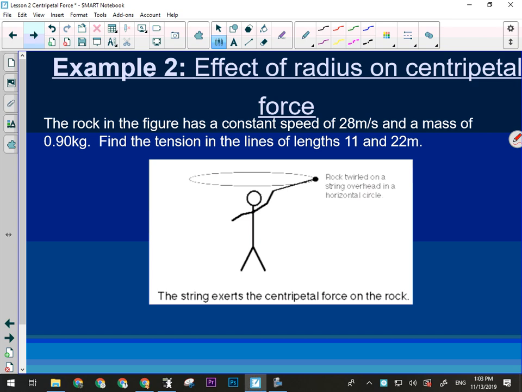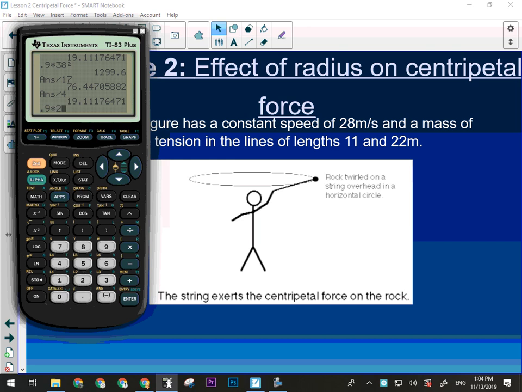Okay. All right, effective radius on centripetal force. Is it going to be the same as the effective radius on centripetal acceleration? Yes, it is. Okay, because they're part of the same thing. Right. So we're looking for the tension in the lines for lengths of 11 and 22 meters if they're always moving at 28 meters per second. All right, so for our first one here, we're going to have the same plane, 0.9 kilograms times 28 squared, divided by 11 meters. Okay, so 64.1.